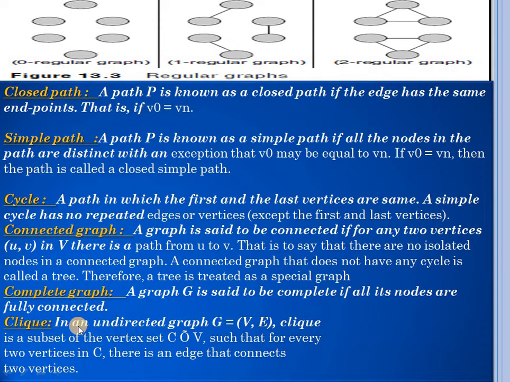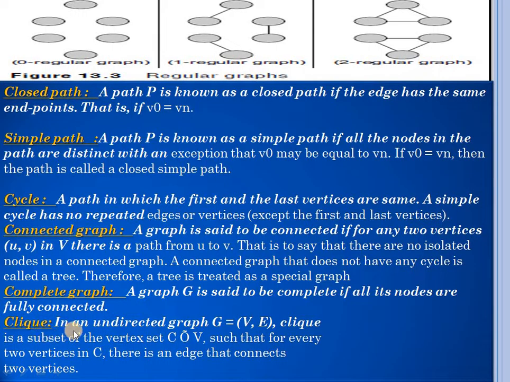Now, complete graph. A graph G is said to be complete if all its nodes are fully connected. If we have to show that this is a complete graph, then we have to connect these nodes using edges, this node also, that node also, and this. Then we can say that this is a complete graph. If all its nodes are fully connected, then that is a complete graph.